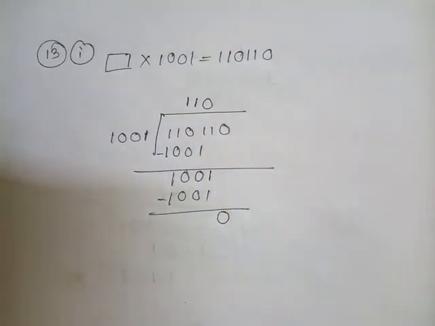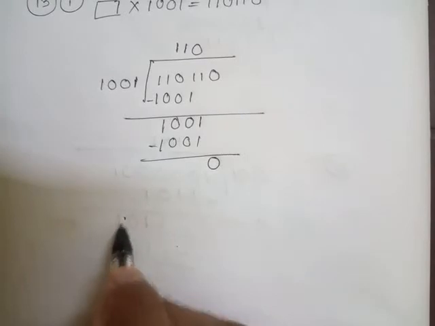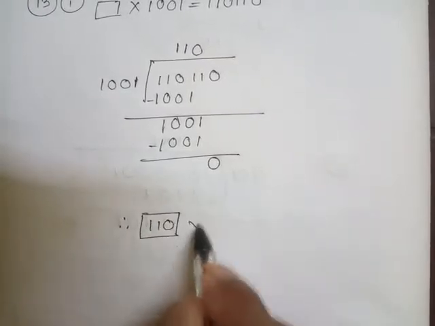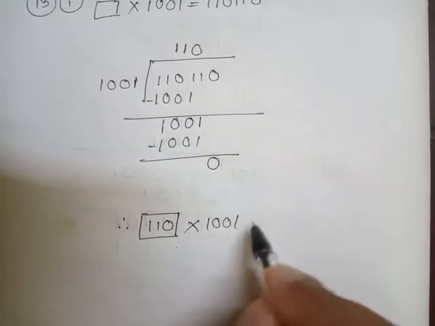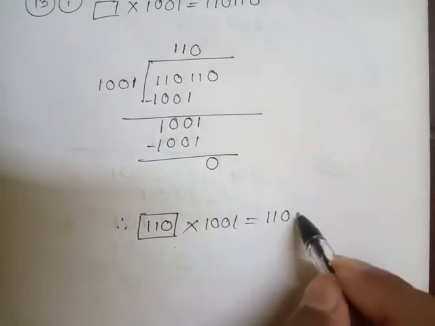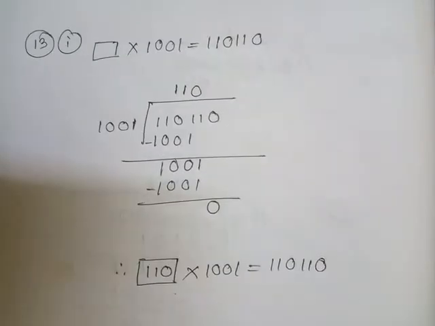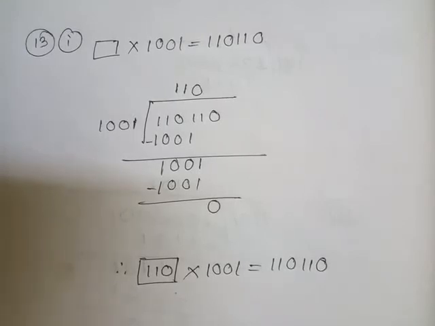So it is clear that the quotient will be the answer in the blank space. Therefore we can write in the box: 110 into 1001 equals 110110. This is the answer of 13 Roman 1. Students, the way I solved 13 Roman 1, you can solve 13 Roman 2 the same way by watching the video. Now I'm going to solve number 14.